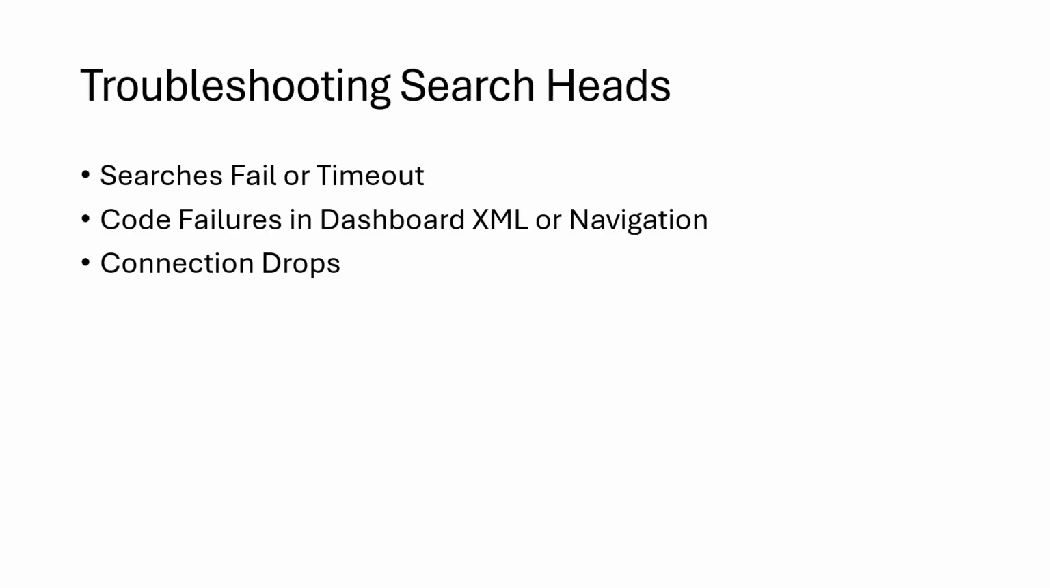Code failures in dashboard XML or navigation. Up until we started really using GitHub, Git repos and stuff, I never ran into this problem. But since we've been starting to put all of our code through Git, this is actually occurring more often than not. In the past, we used to go into the dashboard XML on the search head, change a file, and if it was wrong, it wouldn't let you save it. If you had syntax errors, you couldn't save it. So you had to fix the error.